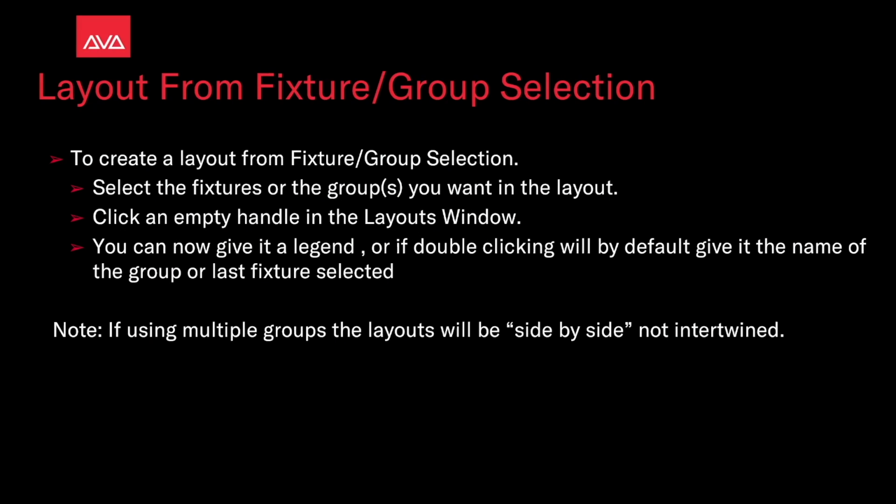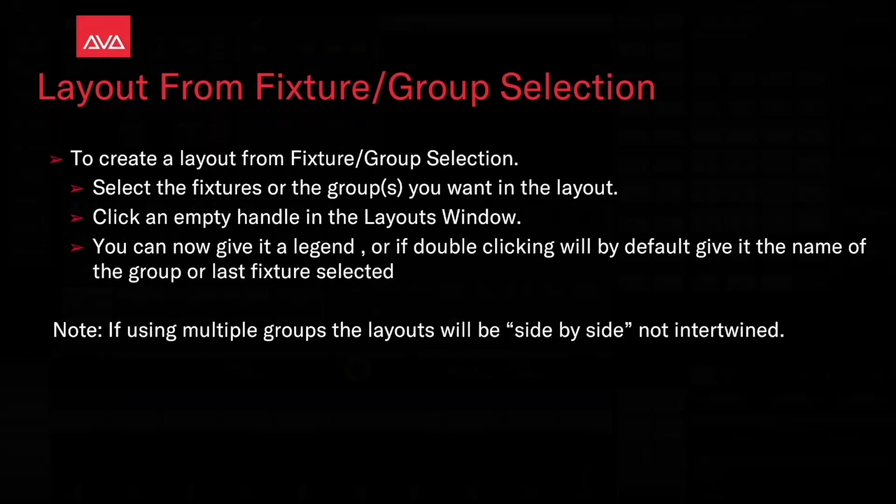To create a layout from a fixture or group selection, select the fixture or groups you want in the layout, click an empty handle in the layouts window, you now give it a legend, or if double clicking, it will by default give it the name of the last group or fixture selected. Note, if using multiple groups, the layouts will be side by side, not intertwined. So let's take a look at that.